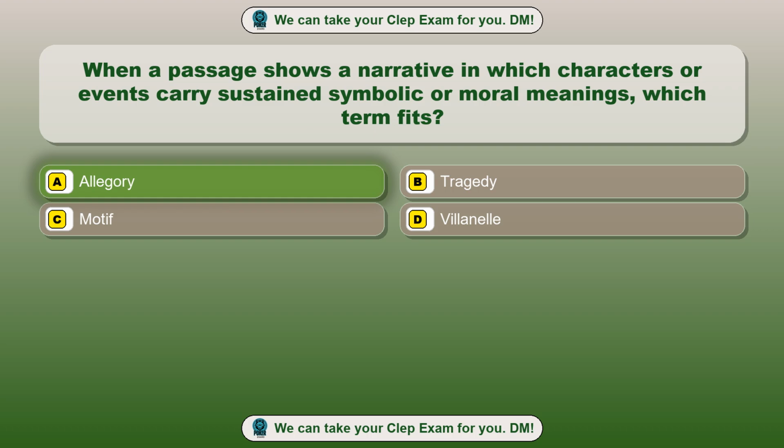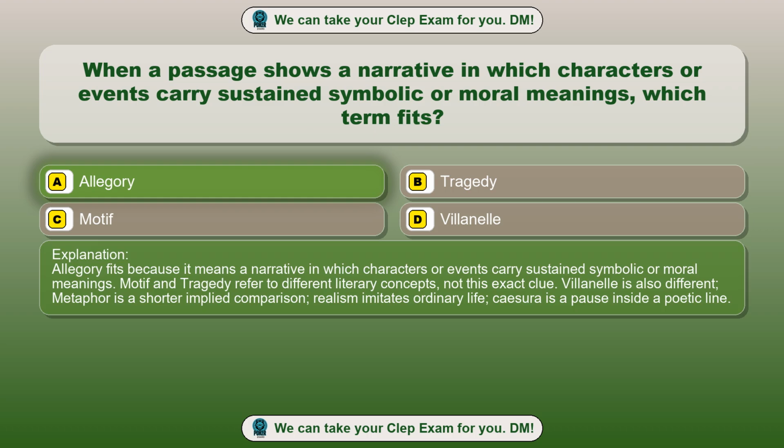Allegory. Allegory fits because it means a narrative in which characters or events carry sustained symbolic or moral meanings. Motif and tragedy refer to different literary concepts, not this exact clue. Villanelle is also different, metaphor is a shorter implied comparison, realism imitates ordinary life, caesura is a pause inside a poetic line.